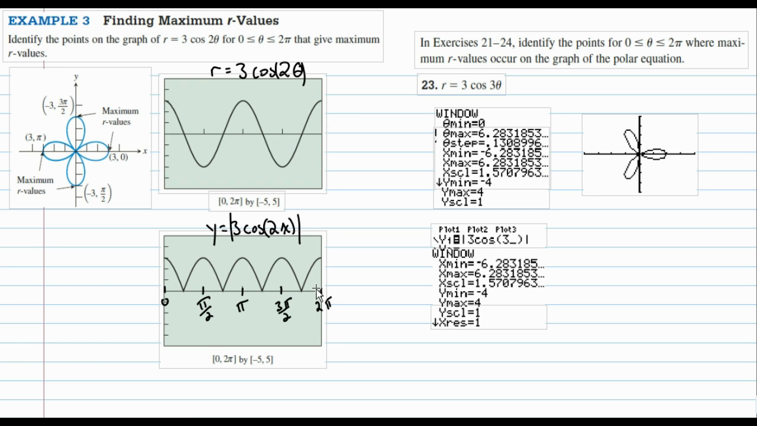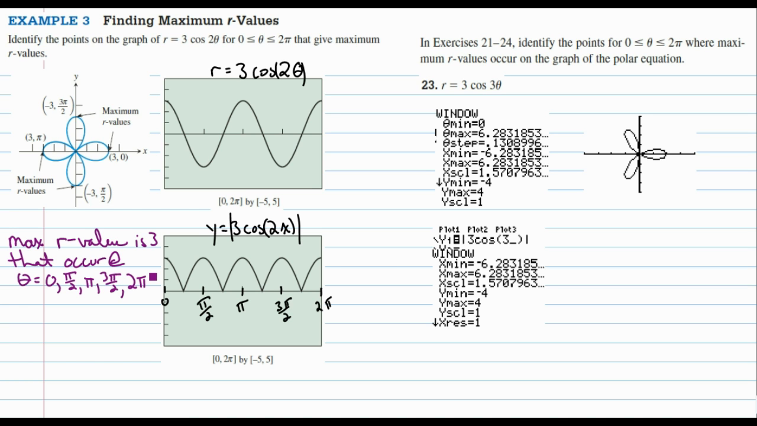Now, I made a mistake in example 2. I did not acknowledge the boundaries for theta, so I will here in example 3. It's asking for only maximums that occur between 0 and 2 pi for theta. So those maximums are going to occur at 0, pi over 2, pi, 3 pi over 2, and 2 pi. And that maximum distance from the origin, the maximum r value, is going to be 3.